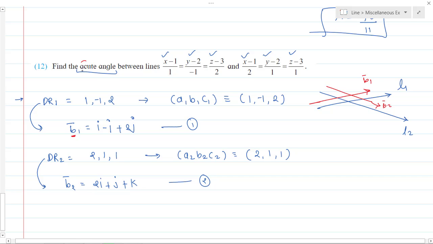The question is asking for the acute angle. Acute angle means what? This angle they are asking. Now tell me, this angle is the same as this angle. So if I find the acute angle between b1 bar and b2 bar, that is the same as the angle between the two lines, because they are parallel vectors to the given lines. So it's very simple now.